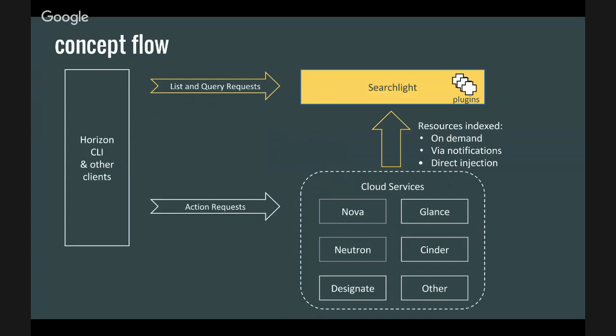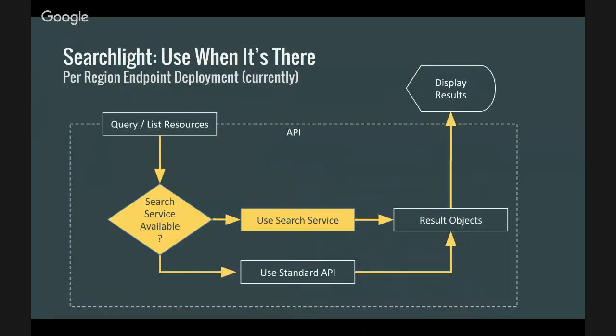We're also exploring with the Swift team the ability to do direct injection, and that's where they're going to potentially look at some layer of their code where they can just directly push the data into Searchlight/Elasticsearch. And so you use it when it's there. It's in the Keystone catalog. It's under the type search. And if it's available, you can use the search service and get your result objects. If it's not available, just use your standard APIs so you can gracefully degrade.